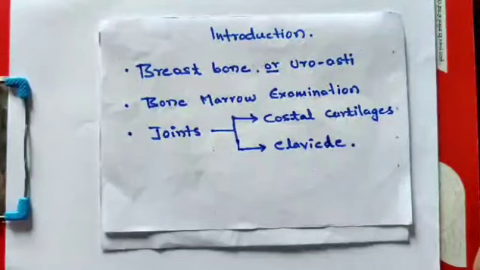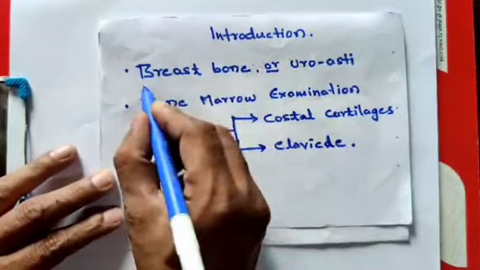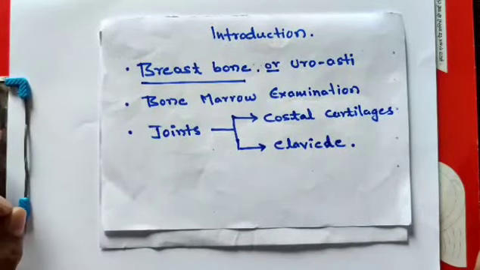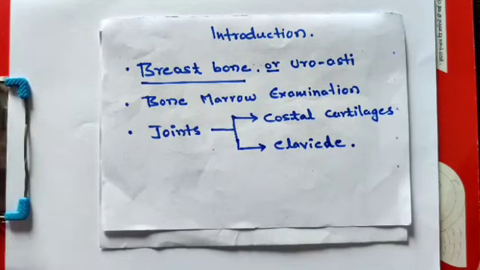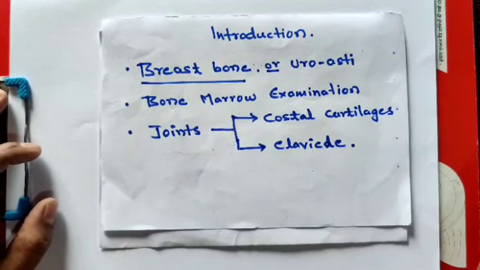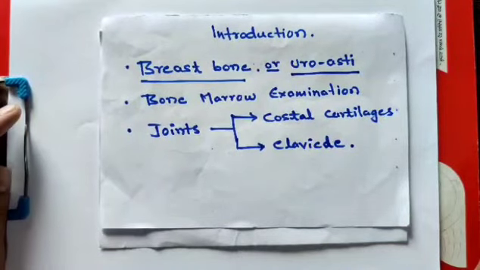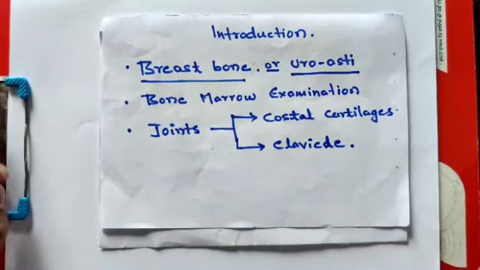Sternum is also known as the breastbone because this bone is situated in the chest region. On either side of the sternum, the mammary glands or the breasts are present. Because of that reason, this bone is also known as breastbone. According to Ayurveda, this bone is called urosthi or uroasthi, because uro means chest region and asthi means bone. The bone which is present in the chest region in the midline of the thoracic cavity is called urosthi.